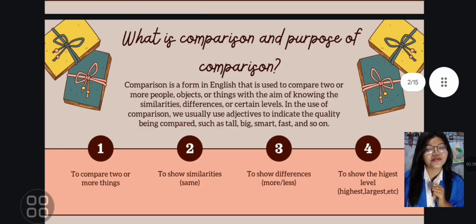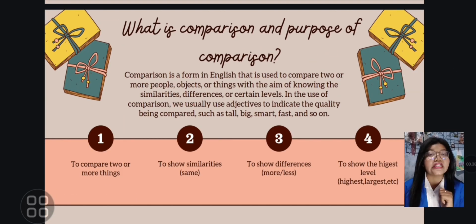Let's get started. Comparison is a form in English that is used to compare two or more people, objects, or things. The goal is to find out similarities, differences, or certain levels between them. In comparison, we usually use adjectives such as tall, big, smart, fast, and so on.